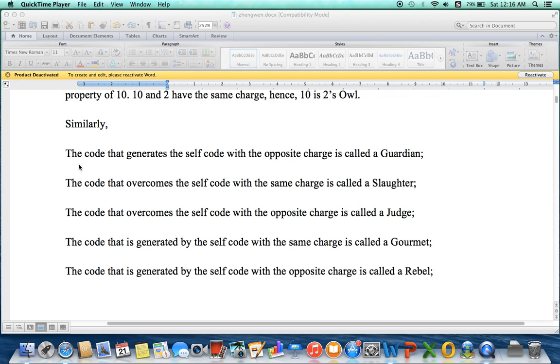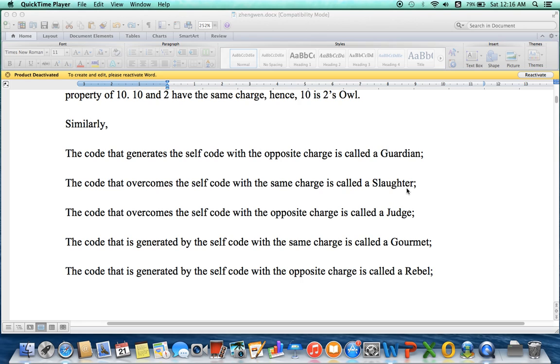Similarly, the code that generates the self code with the opposite charge, that means yin to yang or yang to yin, is called the guardian. The code that overcomes the self code with the same charge is called slaughter. For example, as wood.